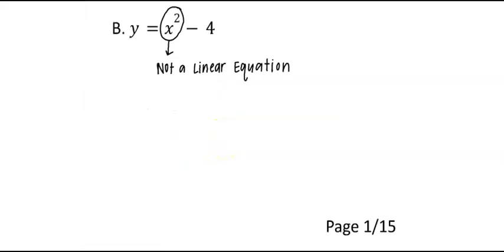Finally, this last practice problem is not a linear equation because you can't have a power on the variable. Remember, it's just ax to the first power plus by to the first power equals some constant. You don't have any powers or exponents on your variables. That will make it not a linear equation.